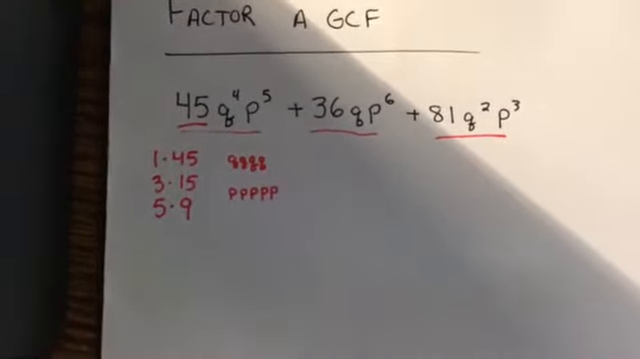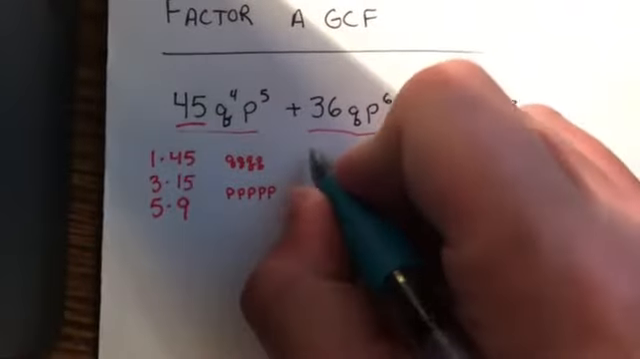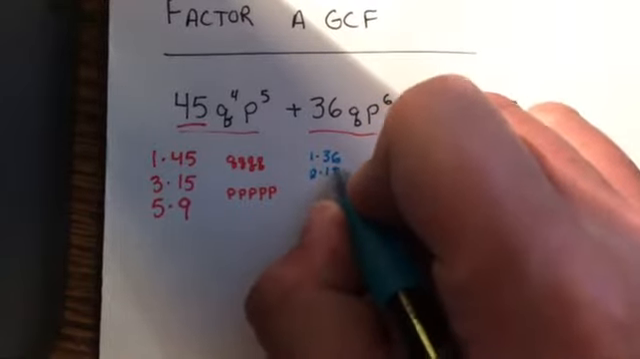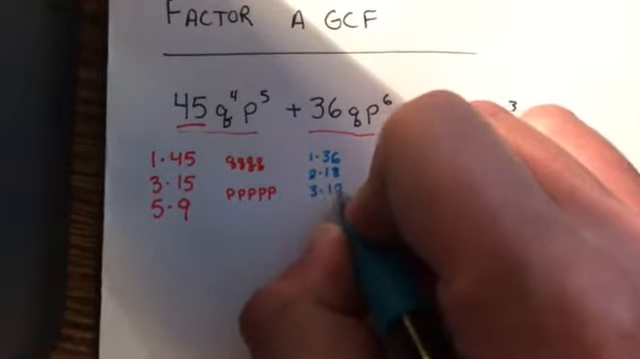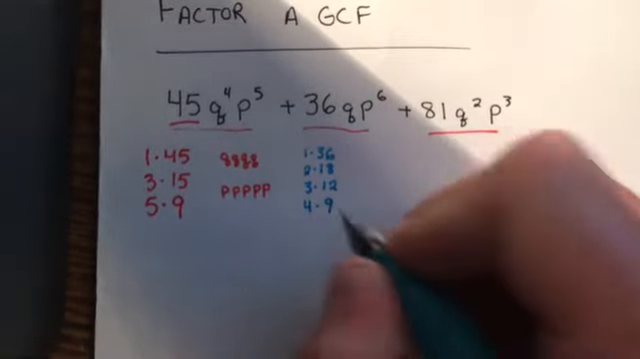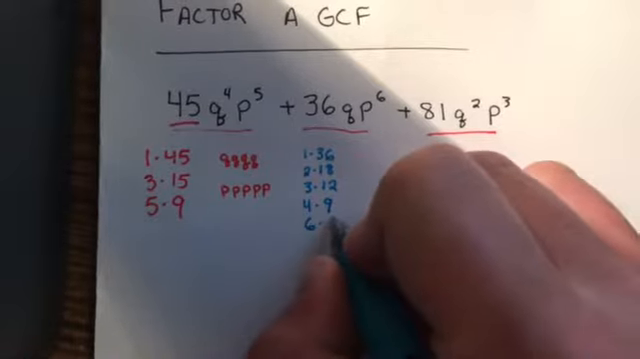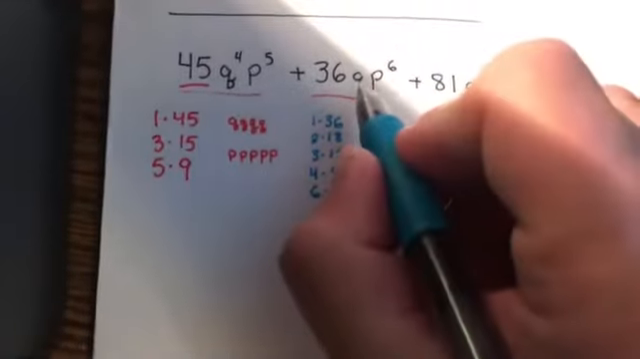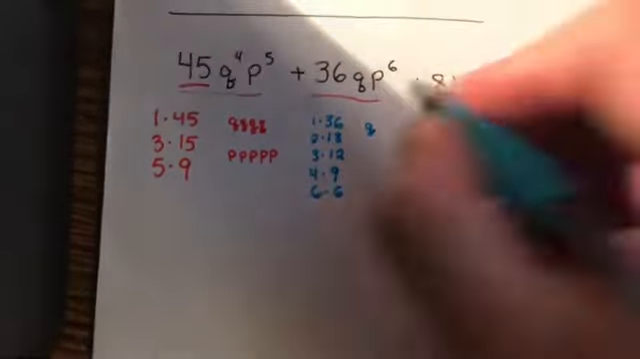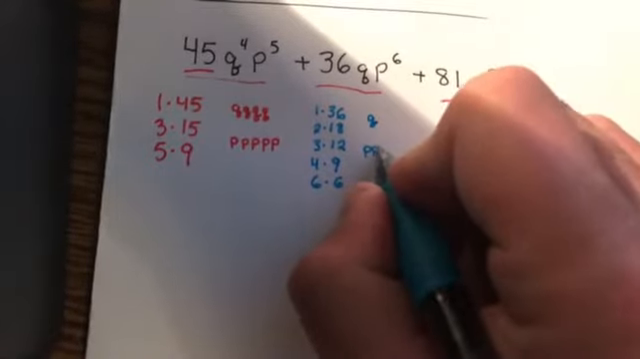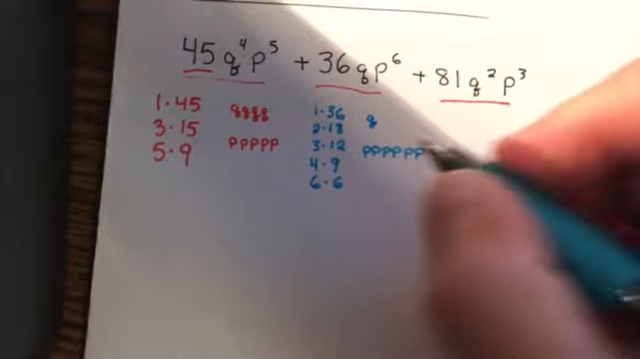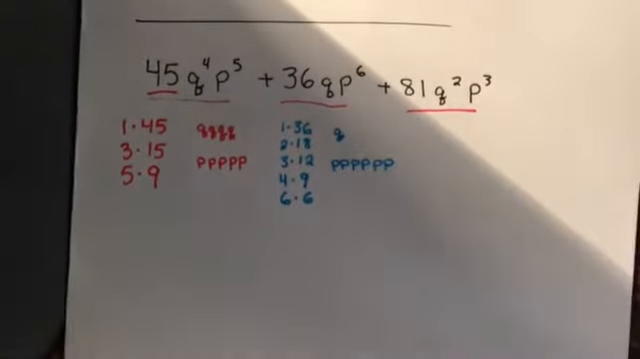We're going to move on to 36. Factors of 36, 1 times 36, 2 times 18, 3 times 12, 4 times 9, 5 does not, but 6 times 6. We have q. This is just q to the first power, so that's just q is all that is. And then p to the sixth, well, that's p times itself 1, 2, 3, 4, 5, 6 times. Okay, and we'll move on to 81.